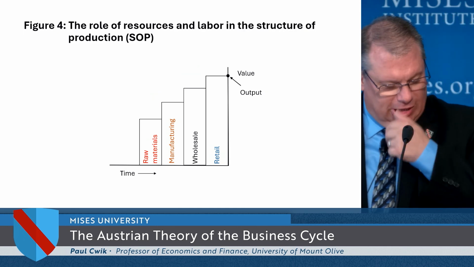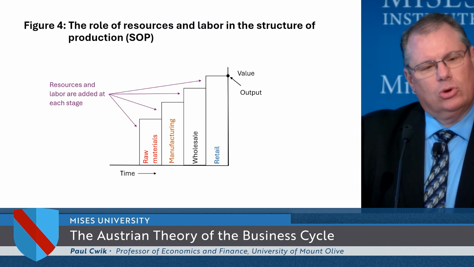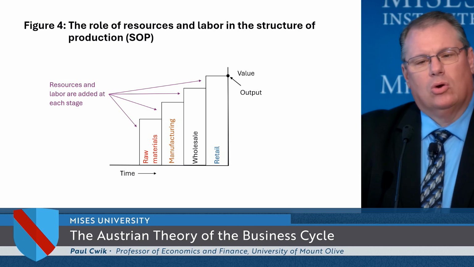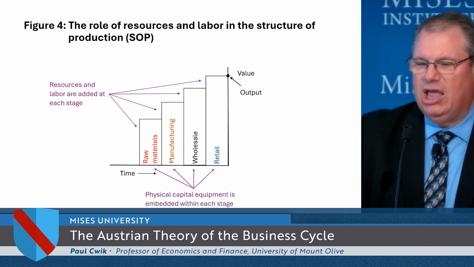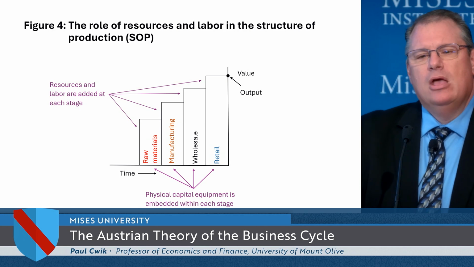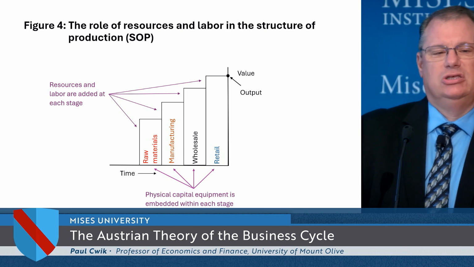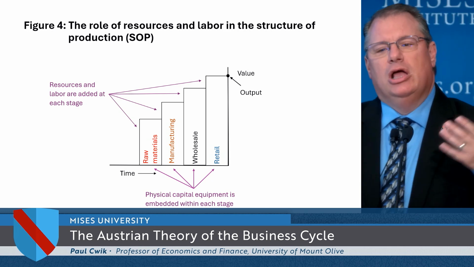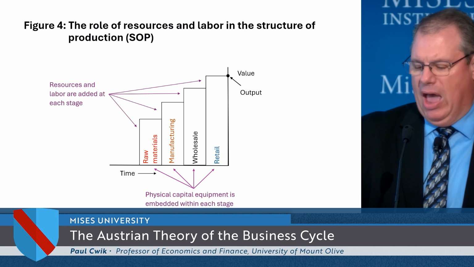So let's take a look at how this is used. So we've got resources and labor, original factors of production. We have time on the horizontal axis, the third original factor of production. Embedded at each stage is physical capital. And so that's when I was talking about tools, machines, and equipment. And the next type of capital is called intermediate capital or goods in process. And that's the wood being turned into a board, being turned into a table, and it goes to the wholesaler. And so that flows through the structure of production. And then we have financial capital coming back the other way.